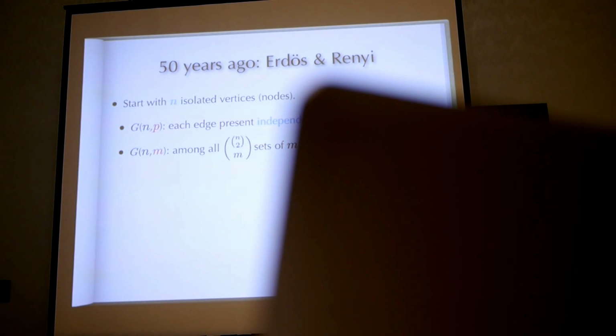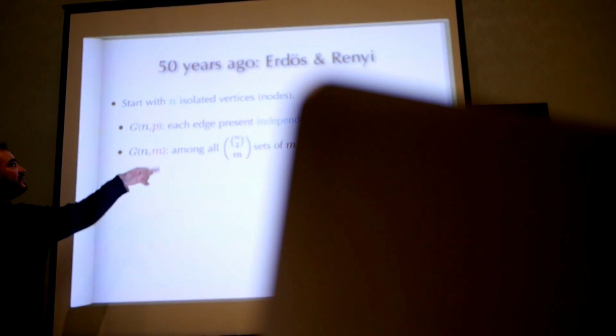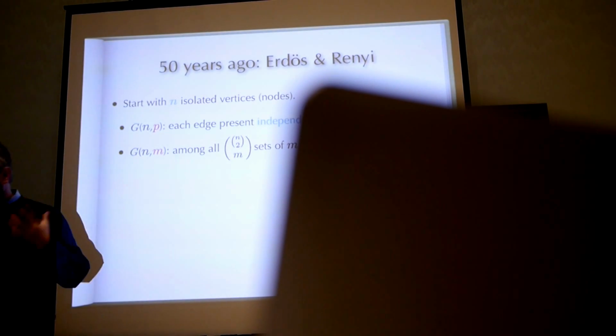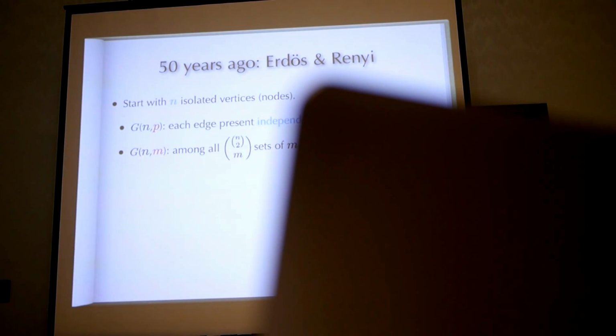So, the story begins about 50 years ago. Erdos and Renyi introduced a couple of models for generating random graphs. We start with n isolated vertices, and in the G(n,p) model, each of the possible edges is present independently with the same probability p. In the G(n,m) model, you specify the exact number of edges that you want, and among all possible subsets of that many edges, you pick one uniformly at random.